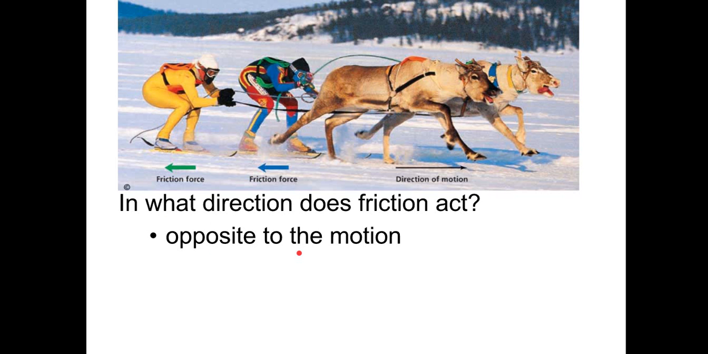So let's say someone's jumping out of an airplane and they're going down, and friction is actually going to be going up, so it'd be opposing the motion. If something was going backward, then the friction would actually be going forward. So it'd be the opposite of whatever the motion of the object is. It's going to oppose motion every time.